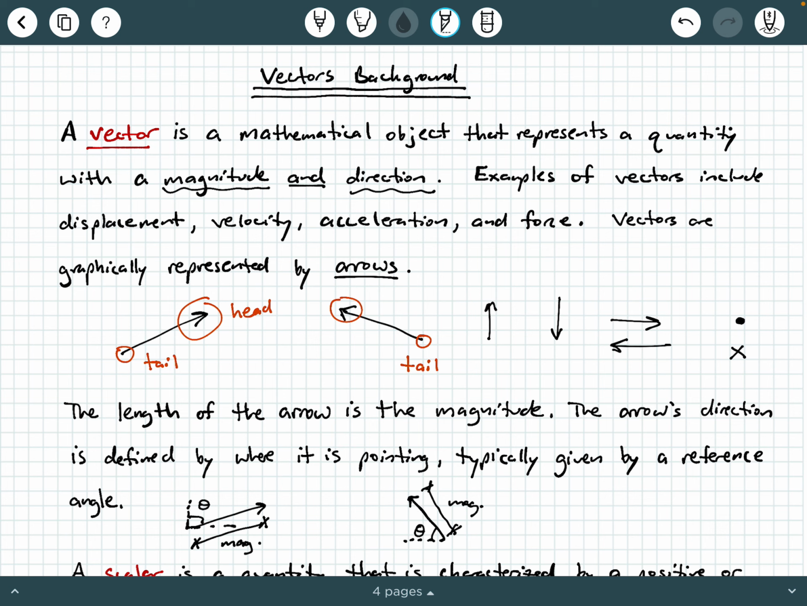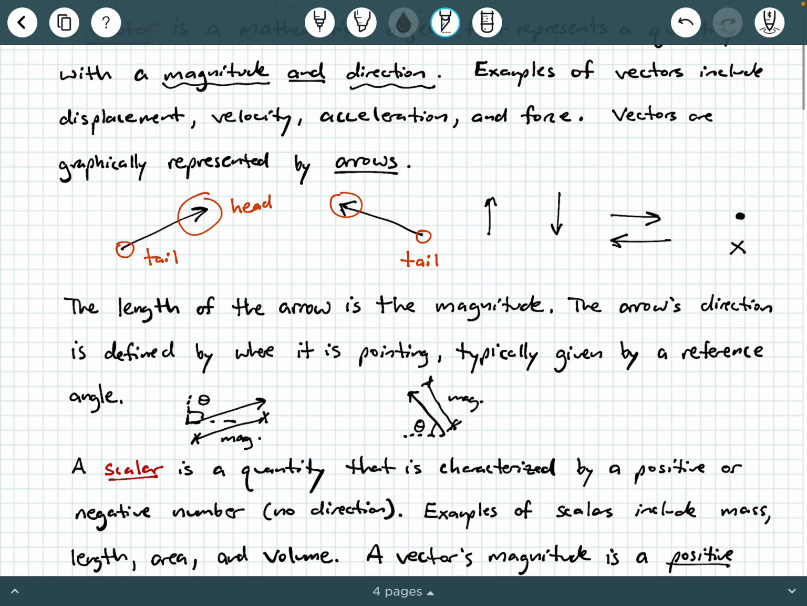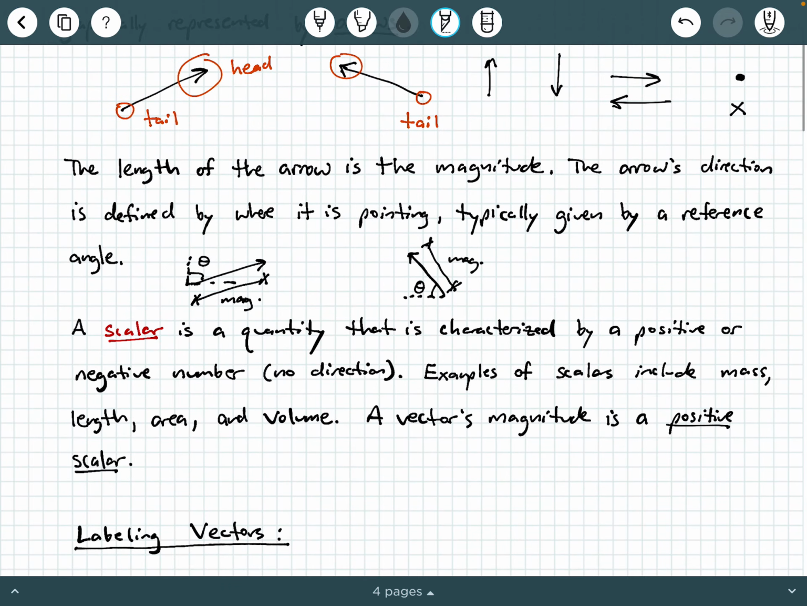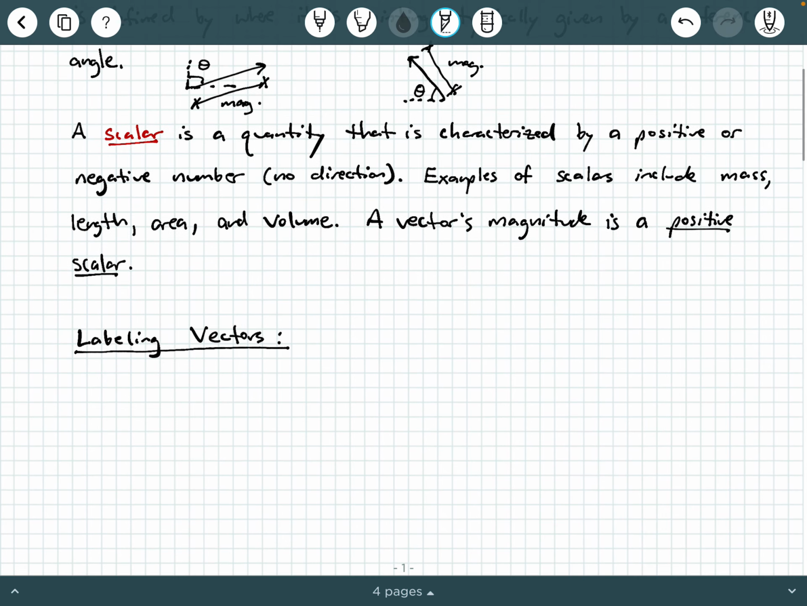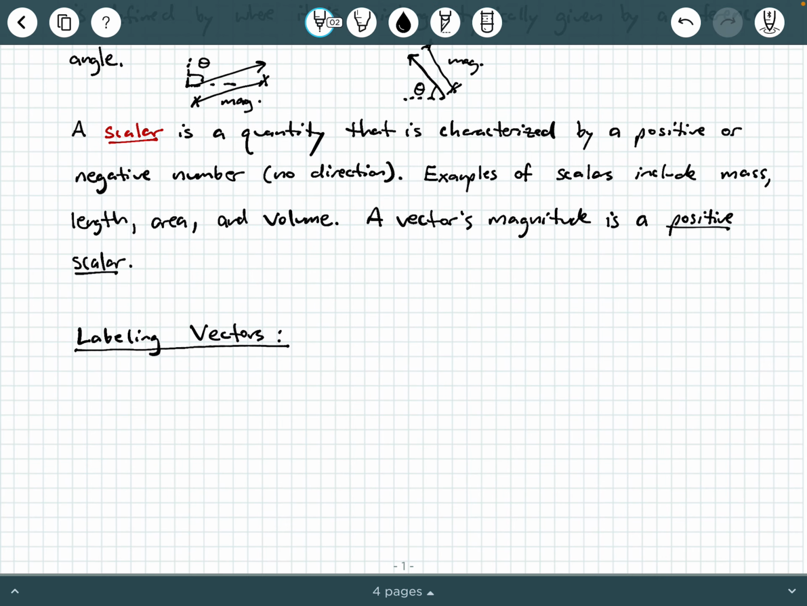So when we talk about velocity, velocity is a vector. It's got magnitude and direction, but the magnitude of velocity is speed, which is a scalar that does not have the direction associated with it, okay? So this is just things to kind of keep in mind, all right? Now, let's talk about labeling vectors, okay? When we talk about labeling vectors, how do we do that?